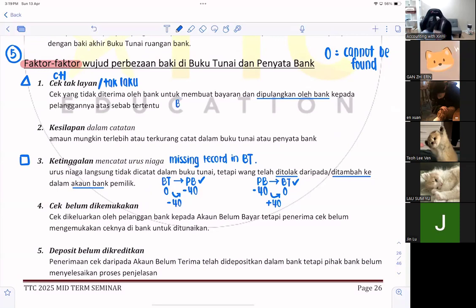No matter whether it is the first method or the second method, again, one of it will be 0.